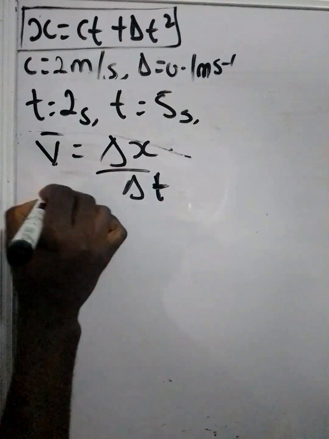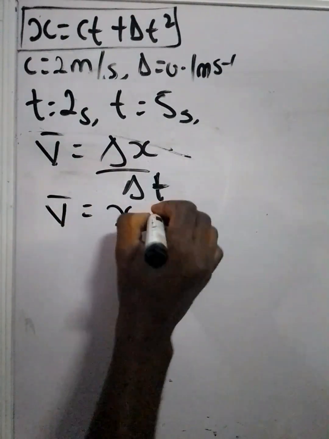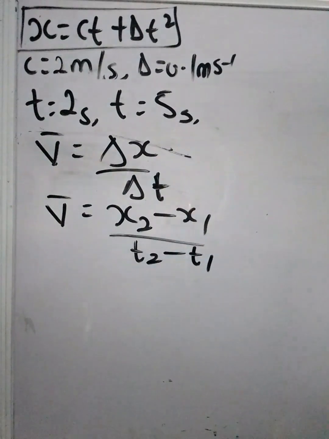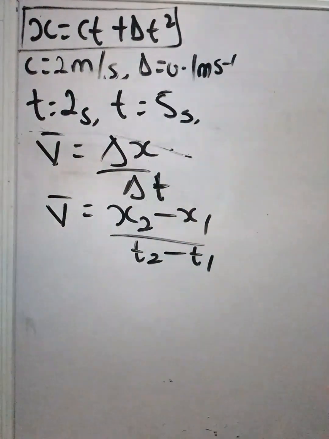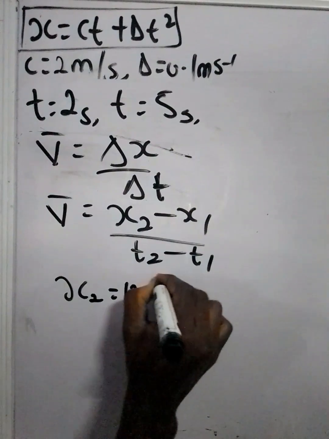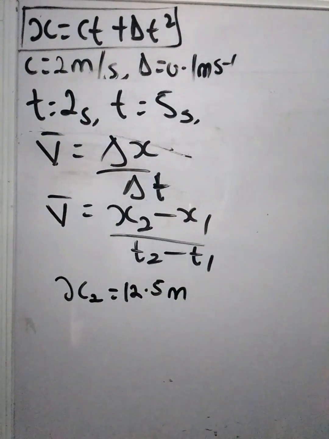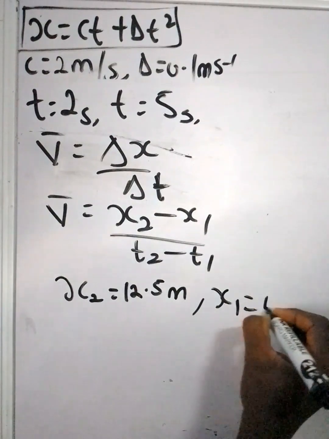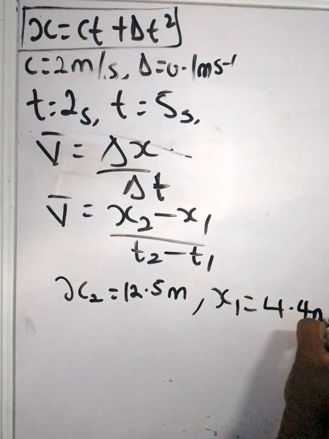That's going to give us what? Average velocity is going to be s2 minus s1 over t2 minus t1. Now if you recall, when we were solving the question at that time, we got our s2 to be 12.5. If you remember, I took the bigger one, right? And also our s1 to be 4.4 meter, right?